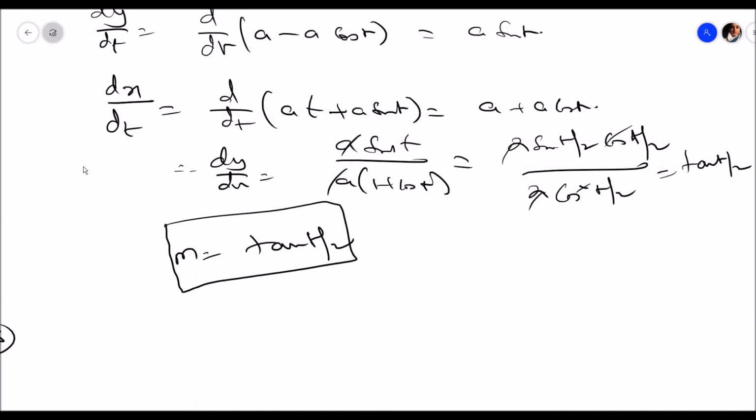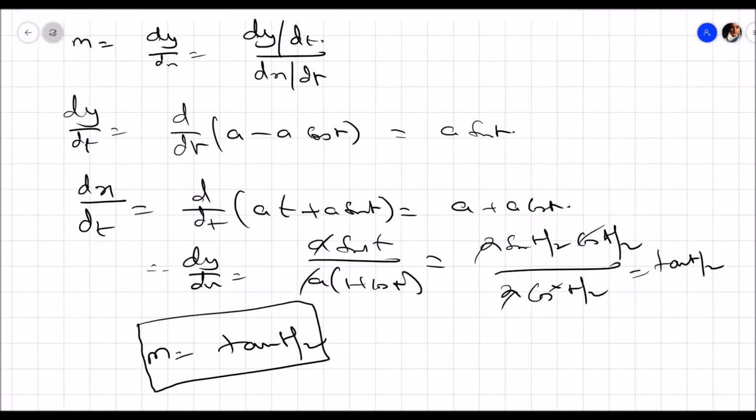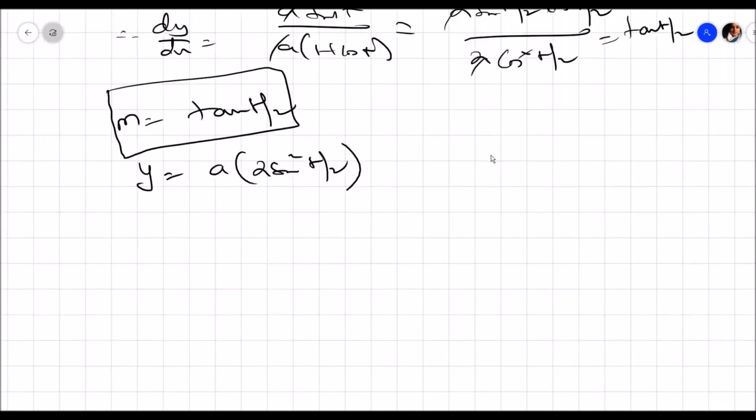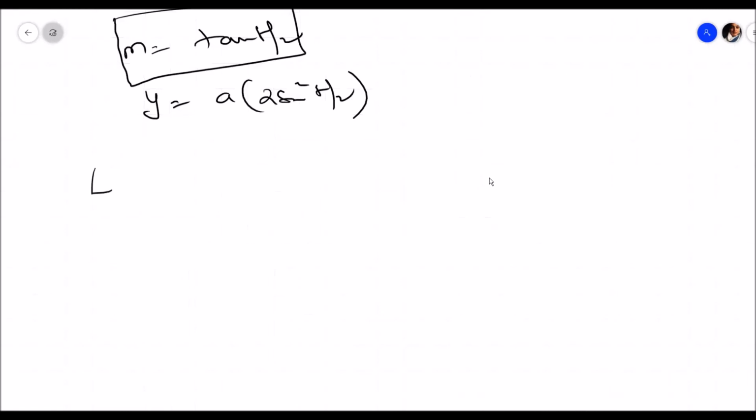Okay. That's your slope. And you also have your y coordinate, which is nothing but a into 1 minus cos t. So the y coordinate will be a into 2 sine square t by 2. I brought it into submultiple angles because this is also in terms of submultiple angles. Okay. So what is the length of the tangent?